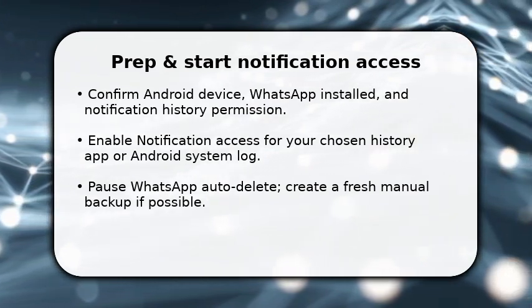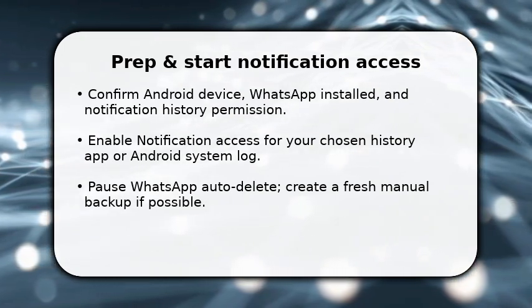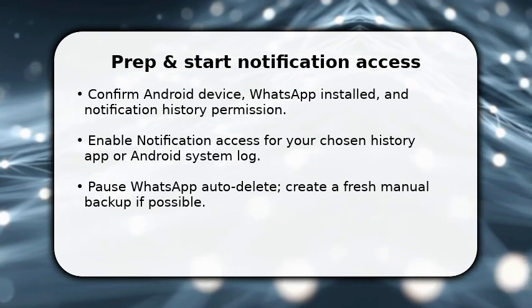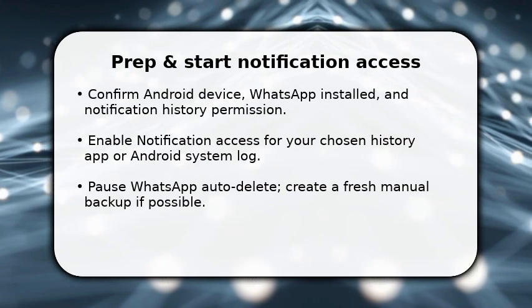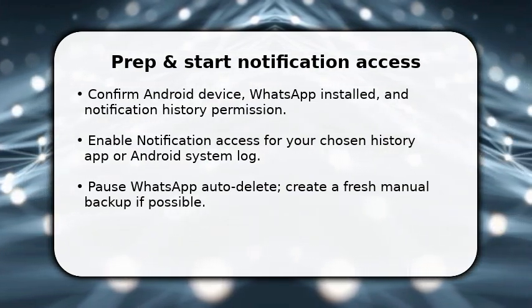Once done, open WhatsApp and force a manual backup to Google Drive or local storage if you plan to restore later. Make sure you have storage space and that the account used for backup is the one on your device, because the next steps rely on captured notifications or an intact backup.